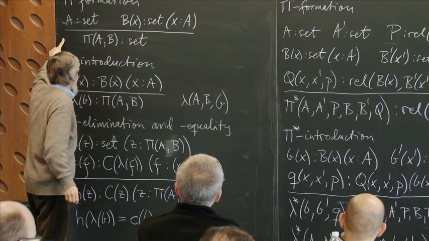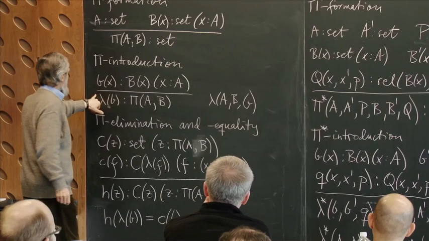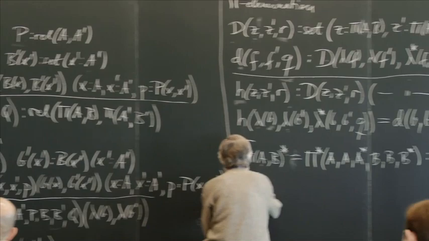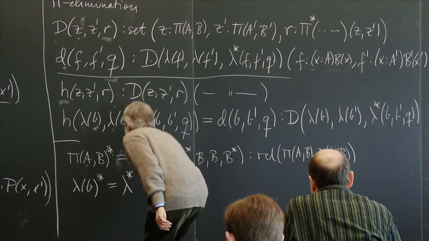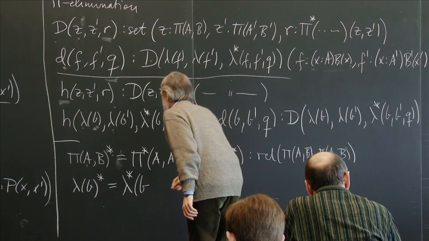So that handles the pi formation rule. Now, the pi introduction rule is not much more difficult. We have to define the companion that is the star of lambda b here. And we simply put lambda b star to be, in the analogous way here, lambda star, which, remember, really had 9 arguments, but I'm only showing the last 3. So it's lambda star of b and b star, I suppose.